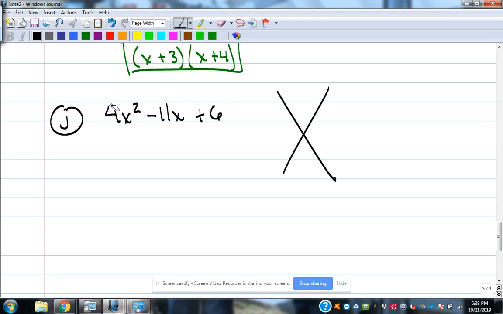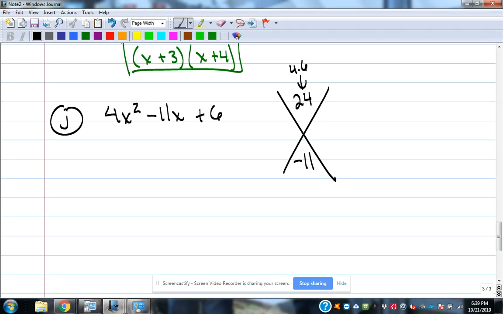A times C. 4 times 6 would be 24. So 4 times 6 says where I'm getting this 24. Okay. What goes in the bottom of the x? Negative 11. That sign needs to go with it. Okay. So we need two numbers that multiply to be positive 24 and add to be negative 11.